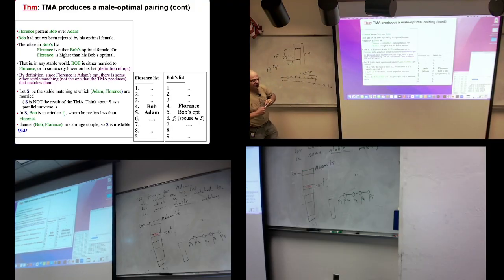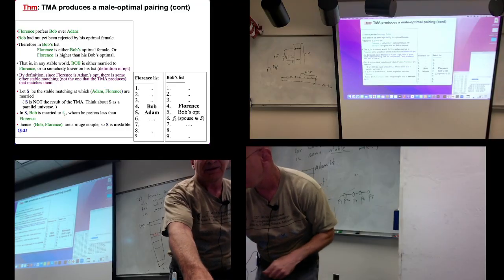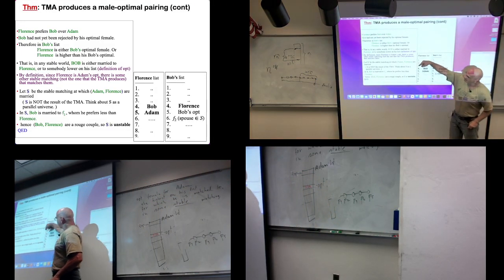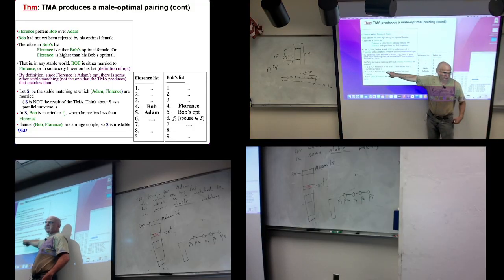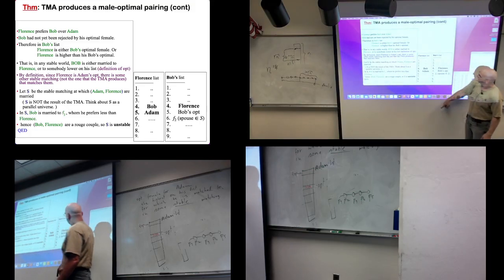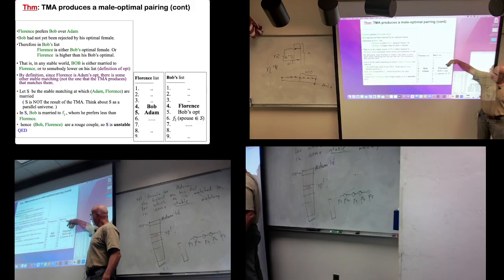I want to convince you that there is a rogue couple in this other universe as well. Who is this other rogue couple? Not too hard to figure out. This other rogue couple is Bob, because Bob is married to somebody in the parallel universe, F2. But where is F2 in Bob's list? She cannot be higher than his opt, because the parallel universe is stable. Opt, by definition, is the best that Bob can get in any stable world.